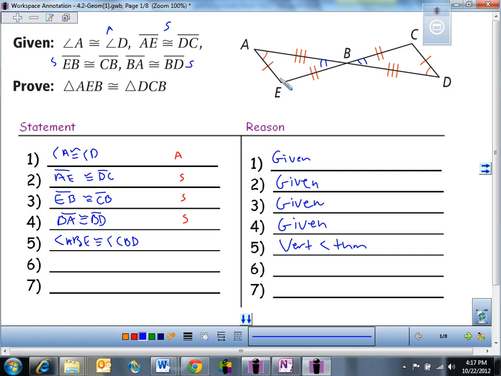Then I need this third pair of angles. Oh, and I think I gave you a hint. How do we know that if we have 2 pairs of angles congruent, the third pair is congruent? Yep, the third angle theorem. So angle E is congruent to angle C because of the third angle theorem. And now I have all 3 angles and all 3 sides, so then I can say the triangles are congruent, because all sides and angles are congruent.